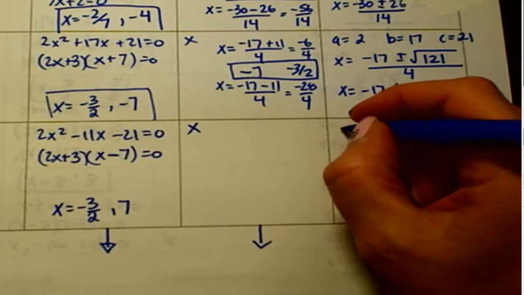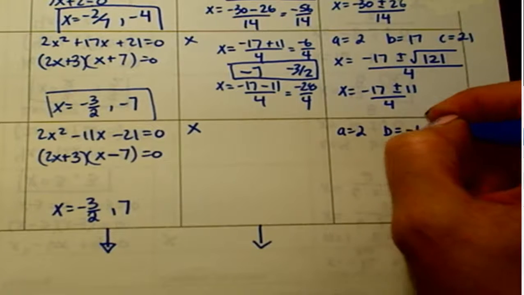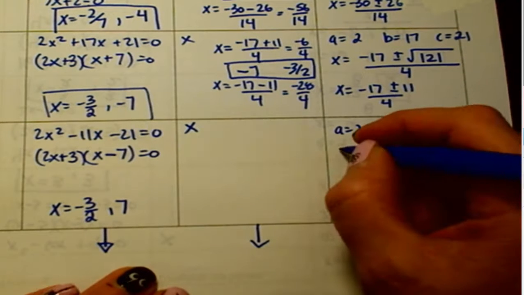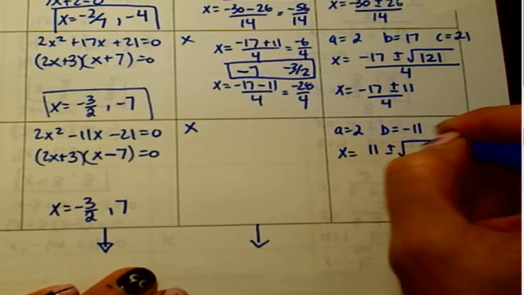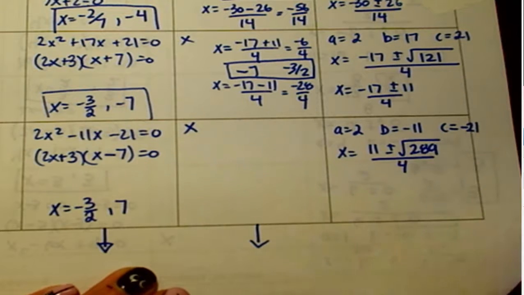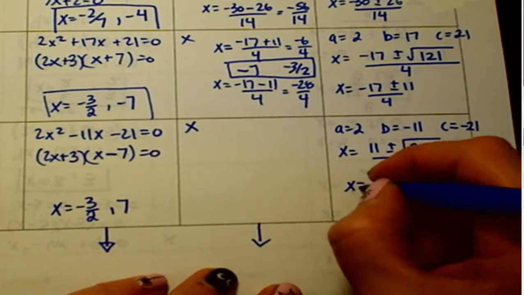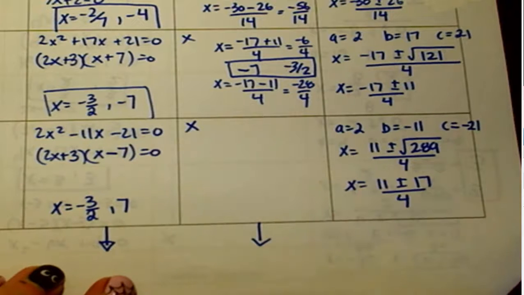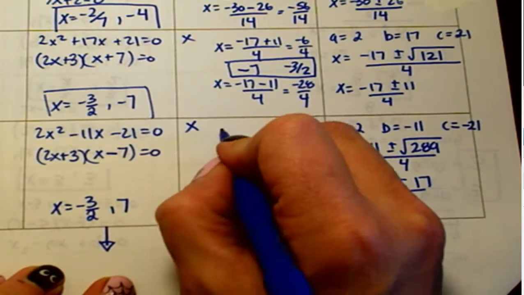Okay, so A equals 2, B equals negative 11, C equals negative 21. Okay, x equals opposite B plus or minus the square root of 289 over 4. Okay, 289 is a perfect square. Hold on. 17? Right? Is it 17? Yeah. Okay, so x equals 11 plus or minus 17 over 4. They're all like terms. They're not radicals. You got to add them up.